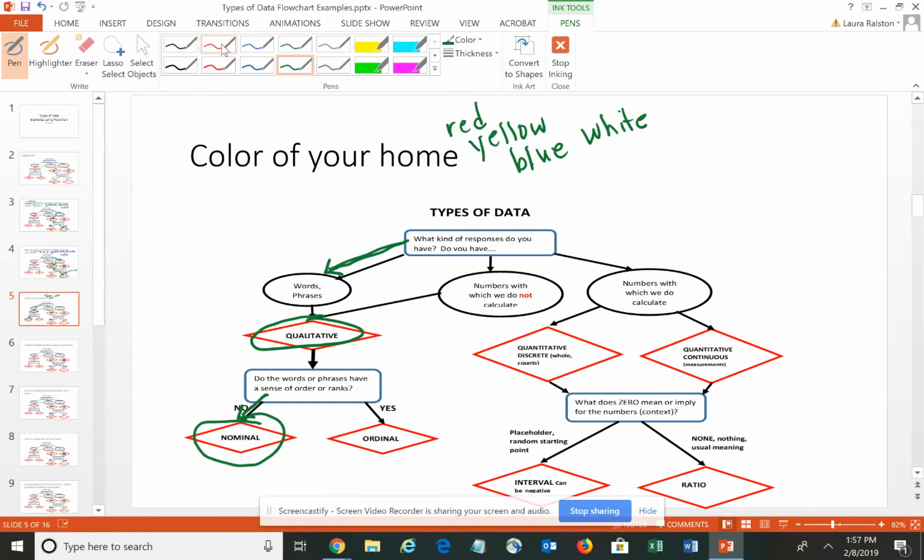So ultimately, we've decided that the color would be qualitative because it's words, and it's at the nominal level because one color is not necessarily better than another.